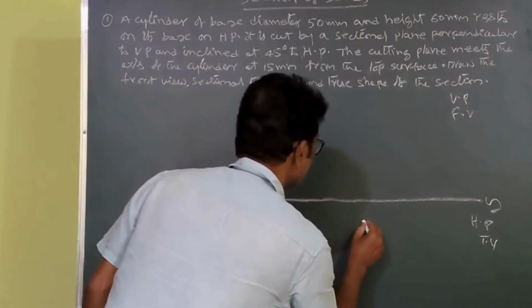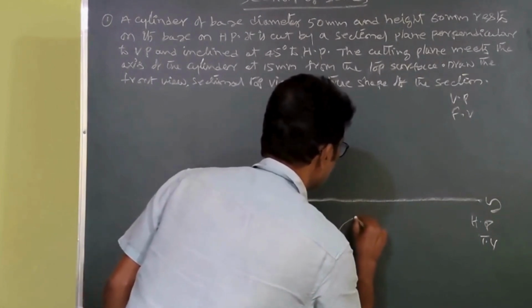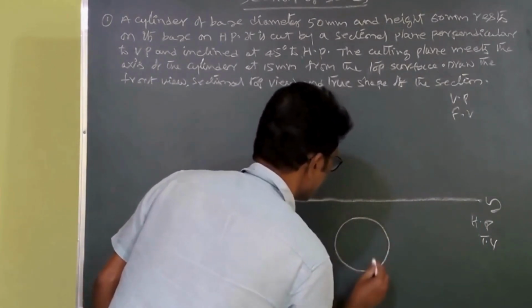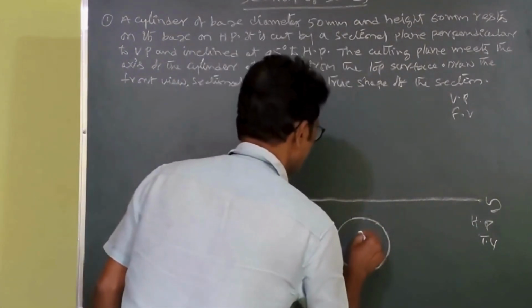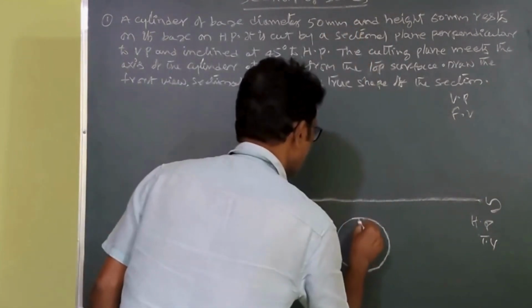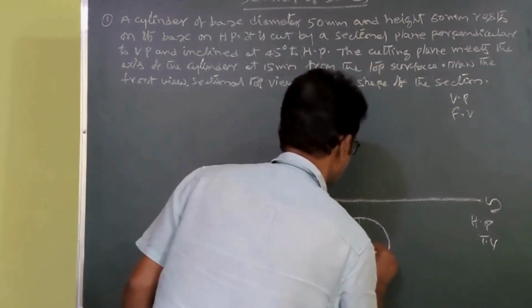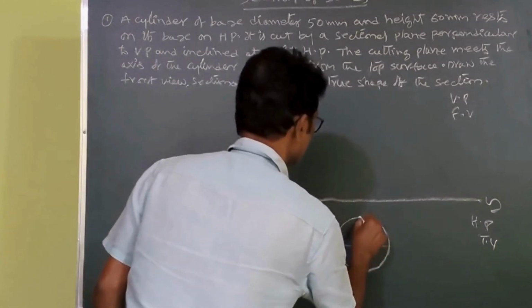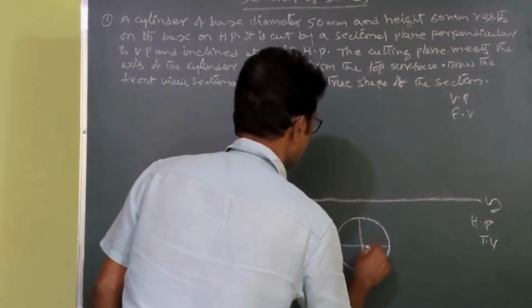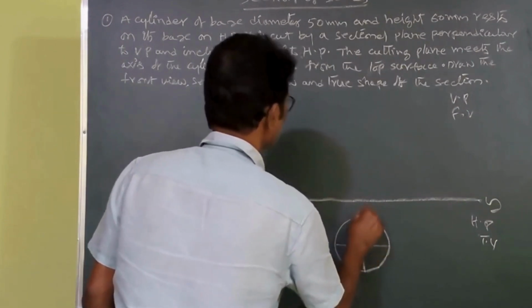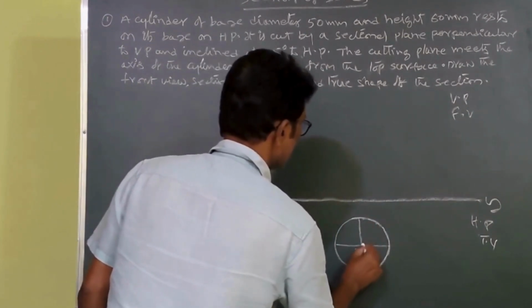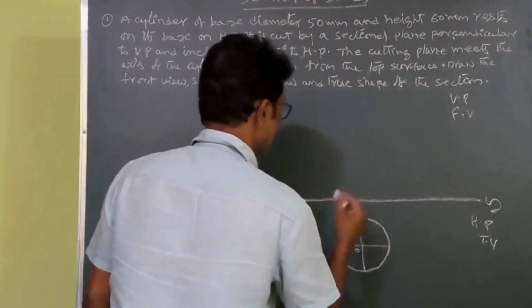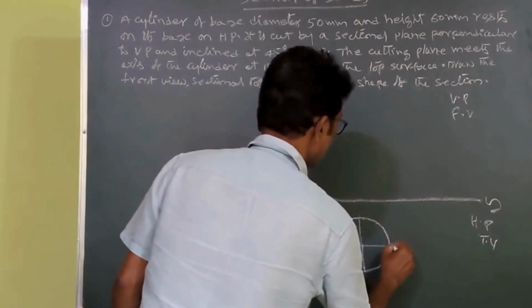I would like to draw the top view of the cylinder. You get a circular shape here. The circle we can draw with 50 mm diameter, which means you draw a vertical line perpendicular to the XY line, and take a point on it. Take O as the center and take a 25 mm radius, because the diameter is 50. You draw the circle.